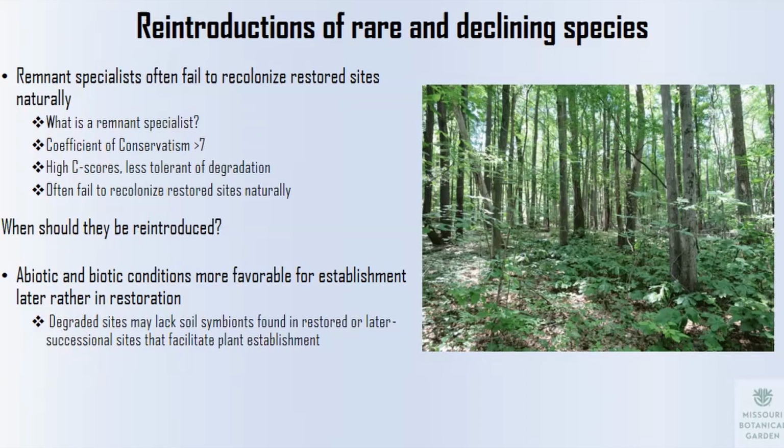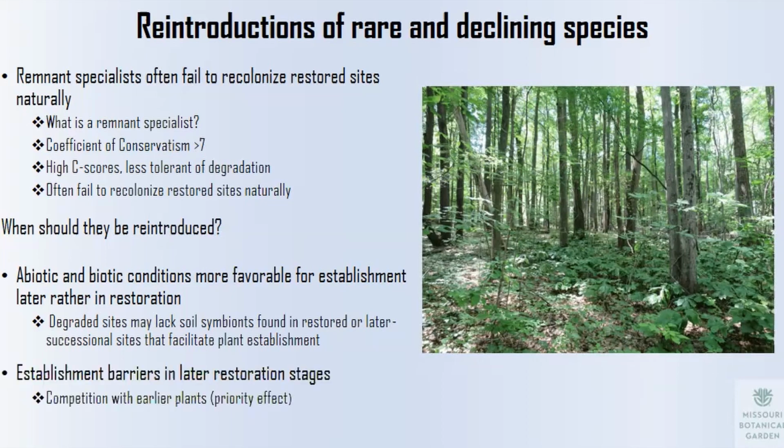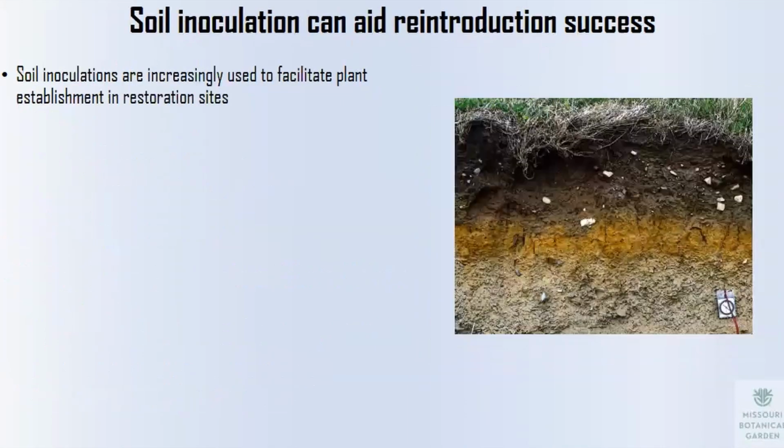There's kind of a double-edged sword. There's a thought that abiotic and biotic conditions are more favorable in later restoration stages. Maybe degraded sites have a missing symbiont in the soil that is found in later successional sites. But on the other hand, establishment barriers could occur in later restoration sites where priority effects are taking place. Certain species that got there sooner can outcompete species that you were trying to reintroduce. So there's this dynamic of too soon versus too late, and trying to understand the relationship for these reintroductions of high conservation species.